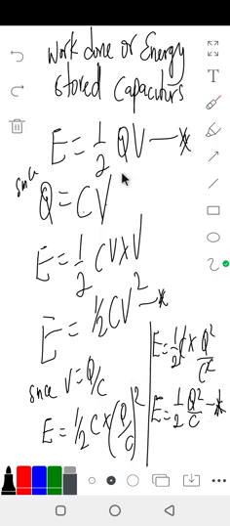These are the formulas for energy stored in a capacitor. In the next video, we are going to solve some questions from your past questions.